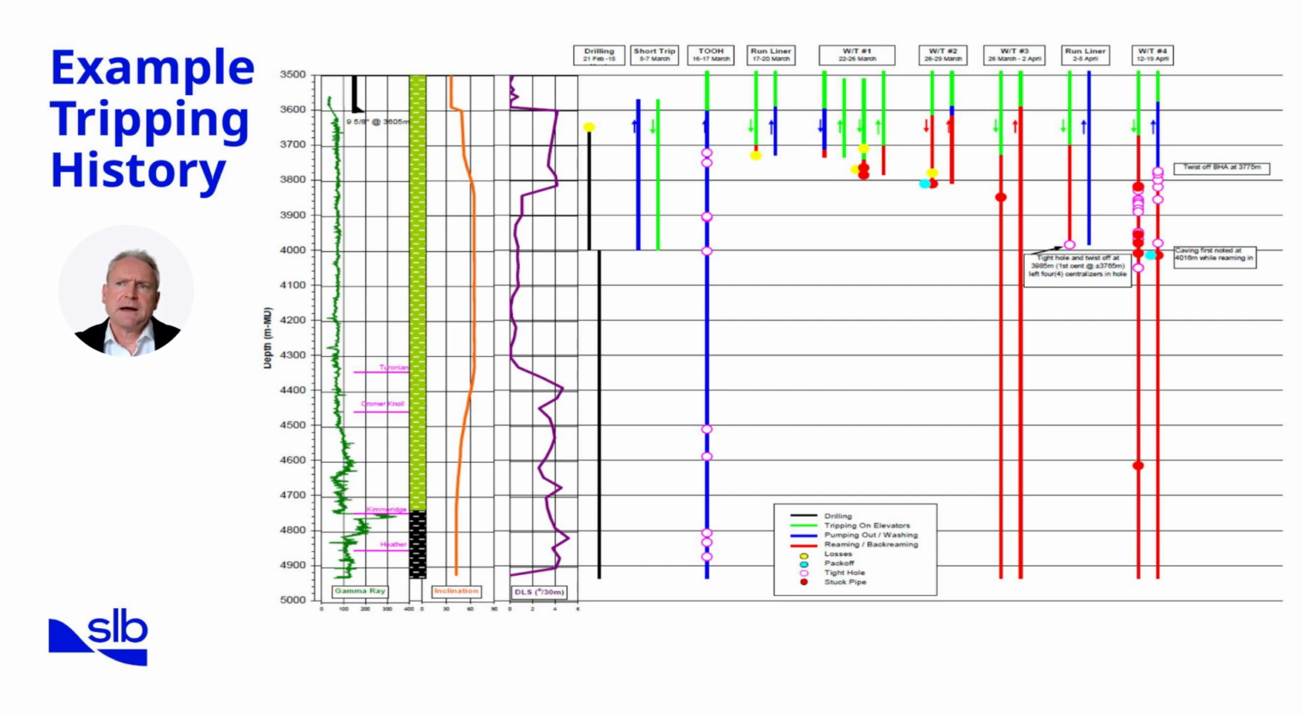The value of analysing this history lies in recognising patterns. If multiple wells show fill on bottom at the same depth interval, we know that interval requires specific mitigation, perhaps by adjusting mud properties or improving hole cleaning practices. With tripping data understood, we can then extend the stick chart approach across multiple wells to compare operational performance.